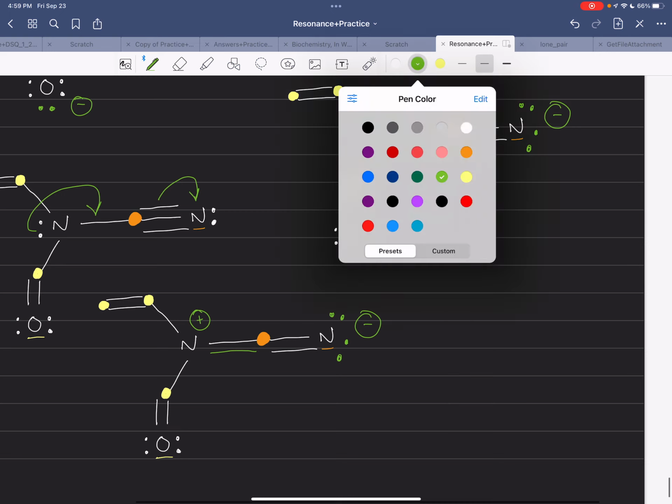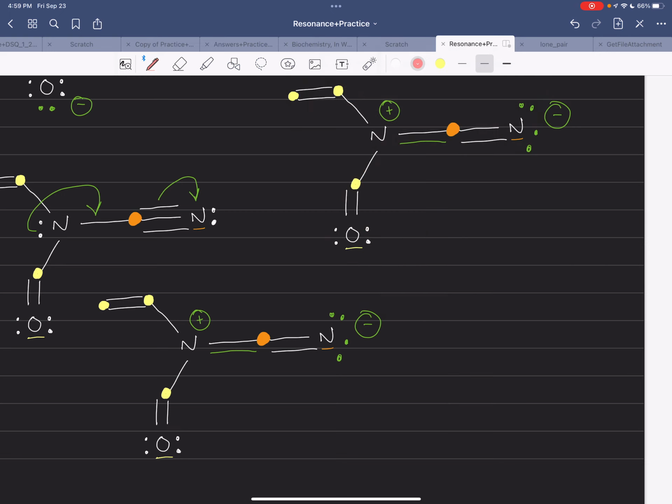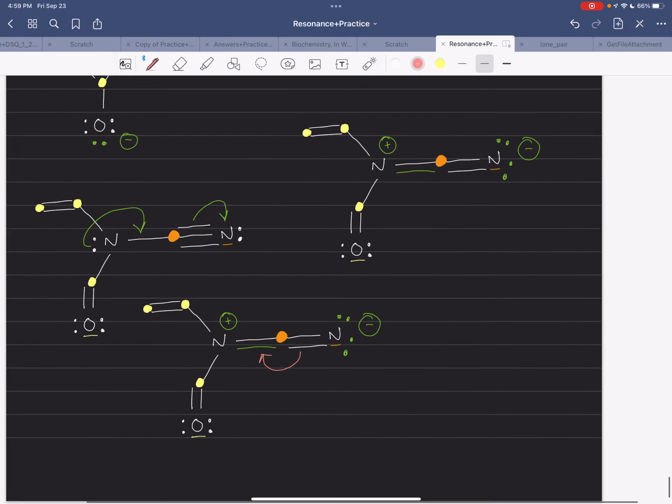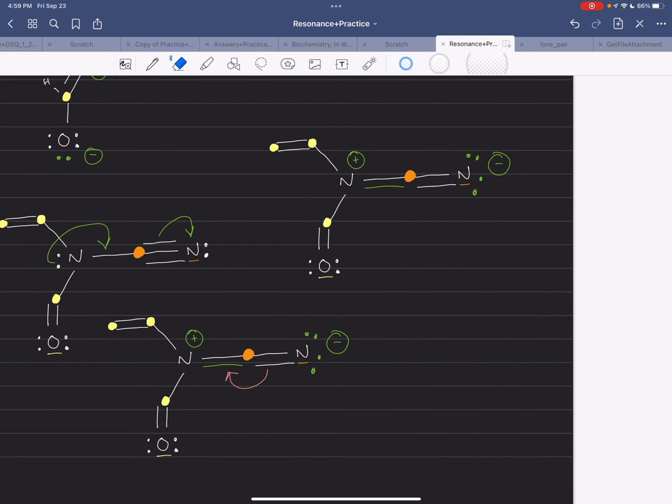So in this case, I'm going to use a different color here. We're going to pick these pi electrons and we're going to create a triple bond there. If we do that, we're breaking one of these, putting a triple bond here, 5, 4, 3, 2, 1, 0. It does create a neutral charge on the nitrogen. How about the charge over here? 5, 4, 3, 2, 1. It does create a neutral charge.